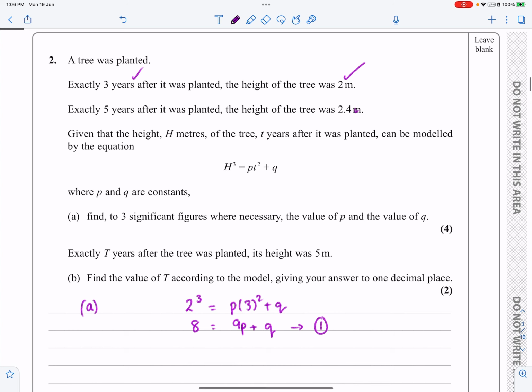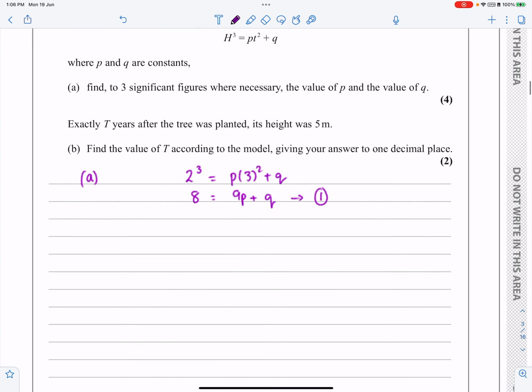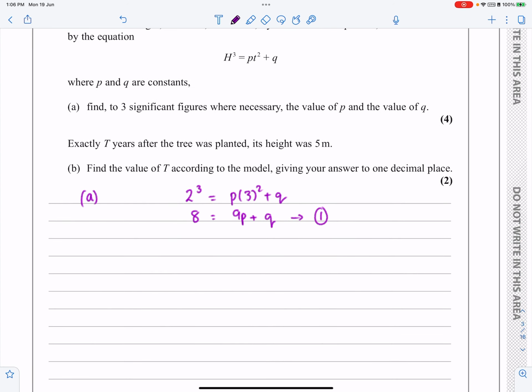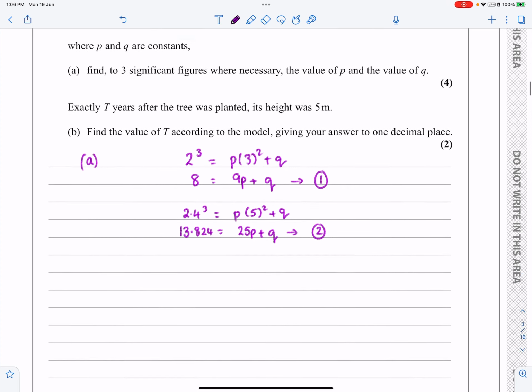Then I'm going to put in the second piece of information, 2.4 and 5. So I'm going to get 2.4 cubed is equal to P 5 squared plus Q. That works out to be 13.824 is equal to 25P plus Q. That's equation number 2.